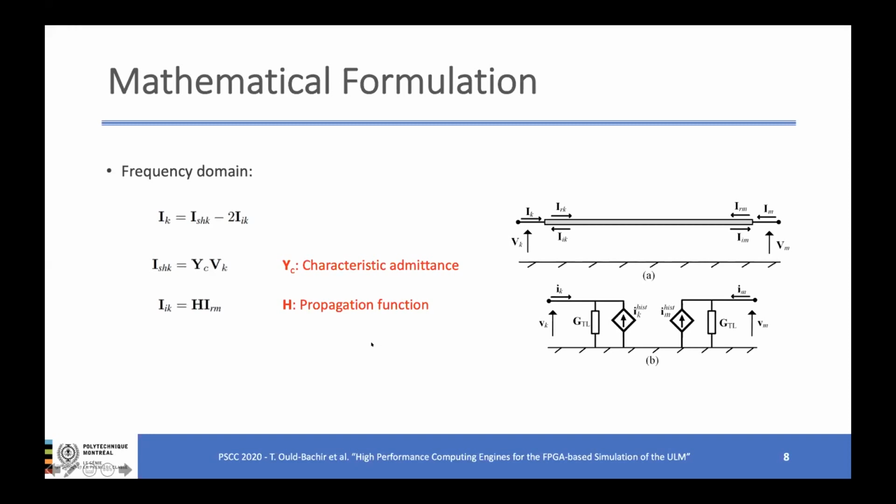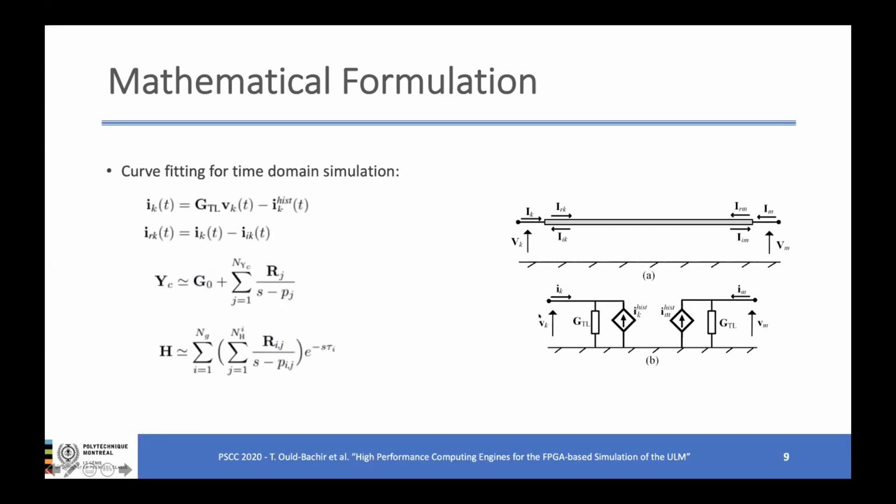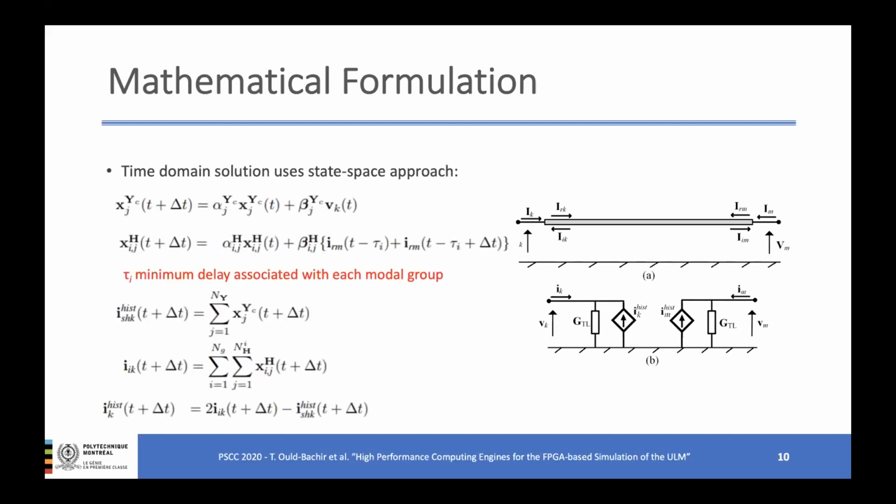We have a characteristic admittance matrix that is lumped. And then we have a propagation function that will read the current on the other terminal and will reflect it. And it will apply a delay. Usually these matrices are fitted and are given in the frequency domain. And when we want a time domain solution, a state space approach is used.